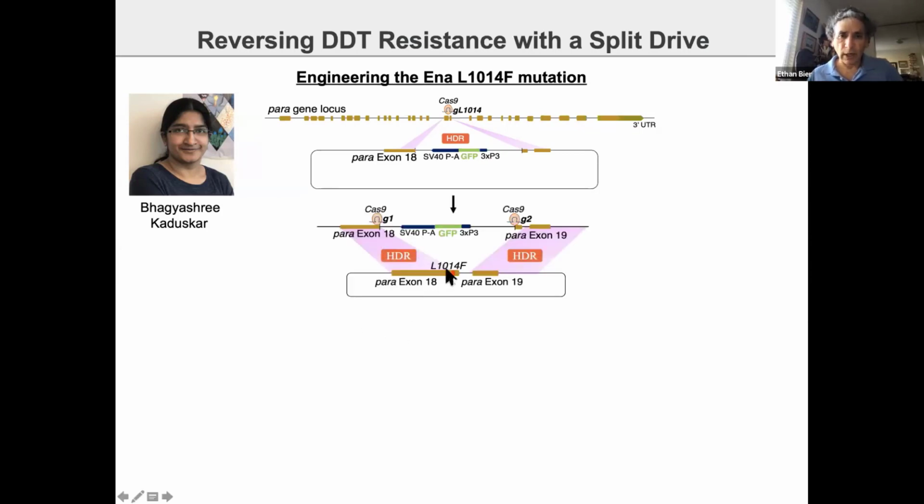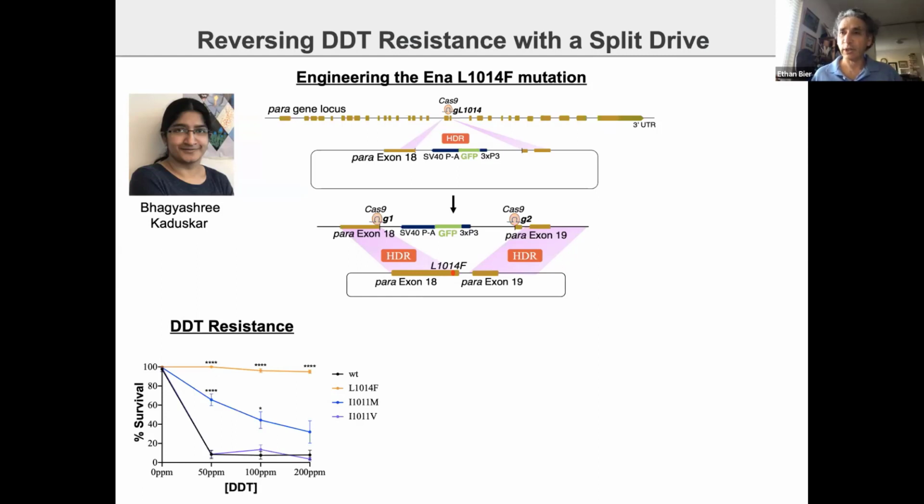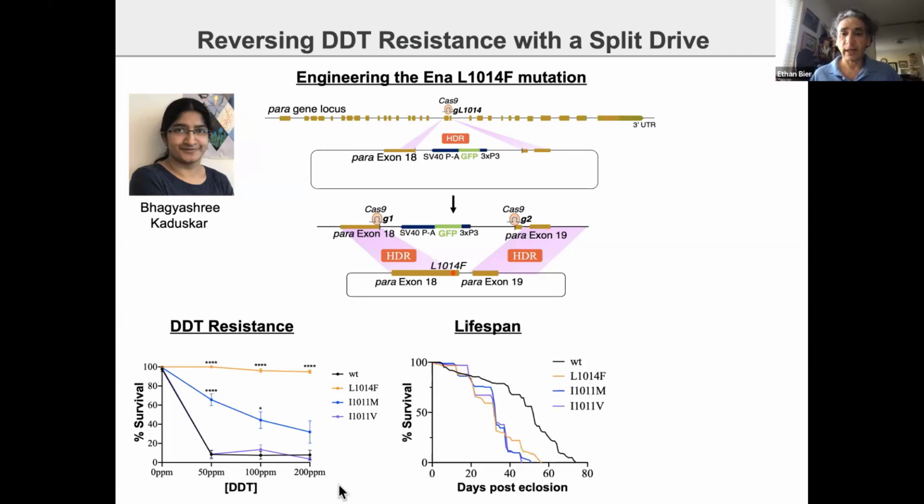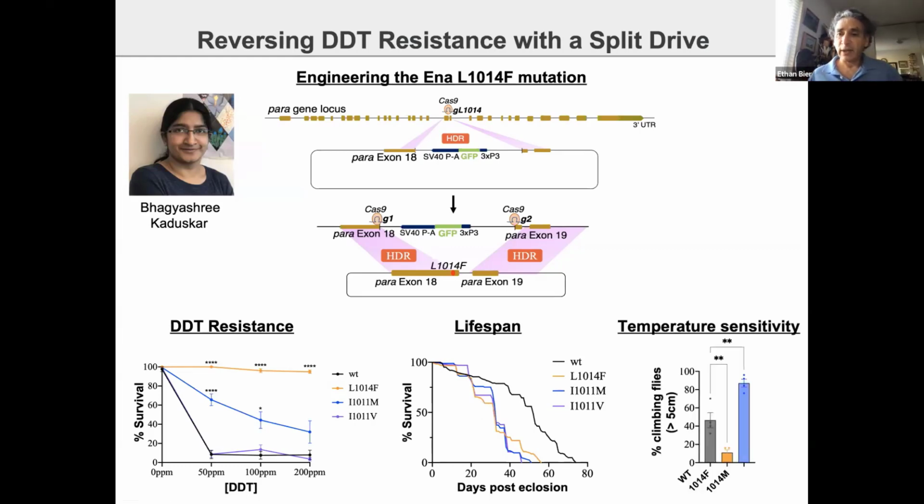What Raja did first is he made a tagged mutant allele of the voltage-gated sodium ion channel gene that contained the 1014F mutation, which is the KDR mutation that confers resistance to DDT and pyrethroid insecticides. They showed that it was, in fact, DDT resistant. The 1014F allele was DDT resistant over a wide range of concentrations. We typically use the lower dose for our studies. It also reduced the lifespan, so it had a fitness cost associated with it, and it was also very temperature sensitive.